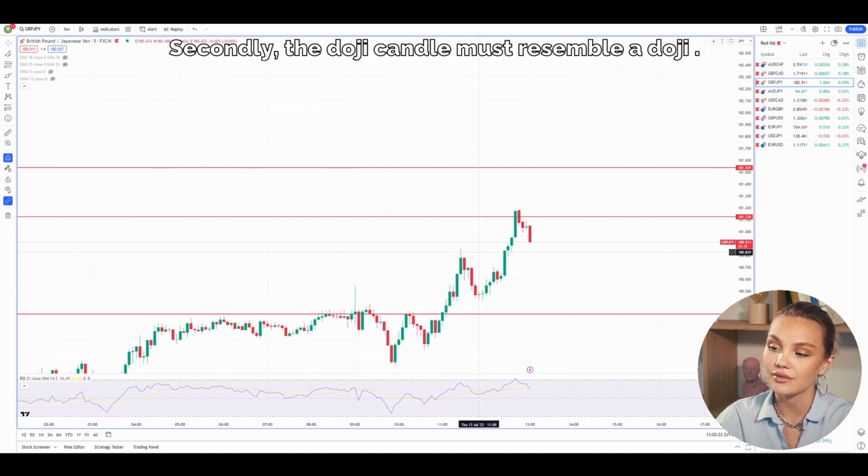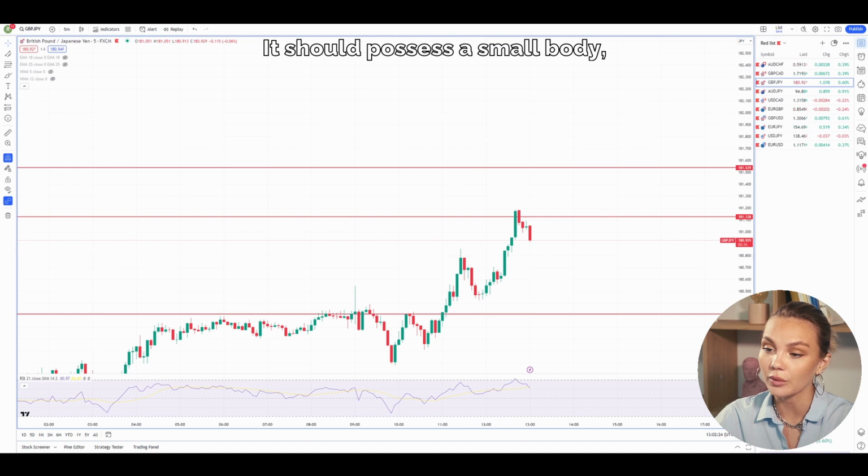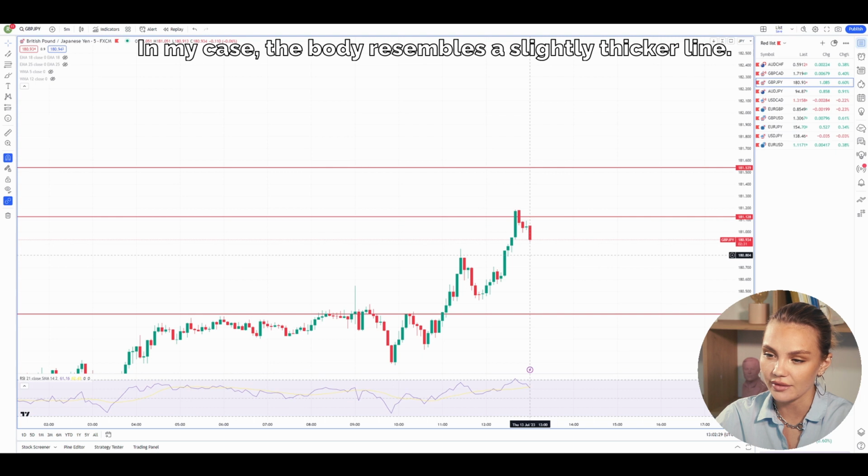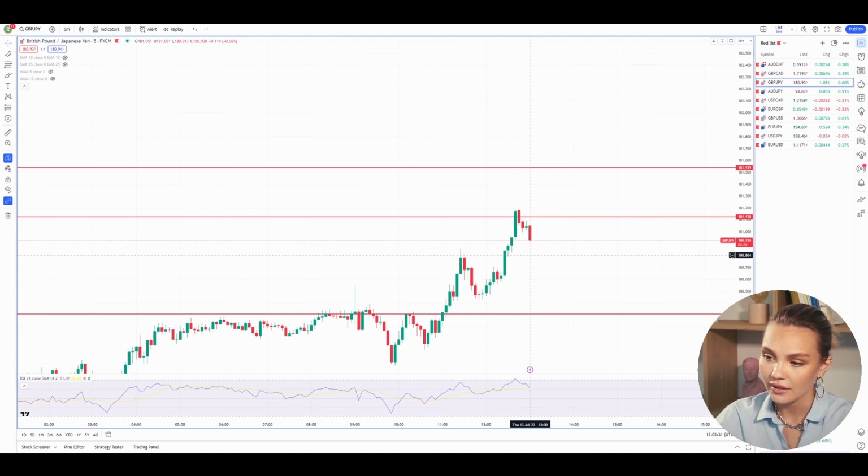Secondly, the doji candle must resemble a doji. It should possess a small body, ideally appearing as a straight line. In my case, the body resembles a slightly thicker line. This qualifies as an ideal doji.